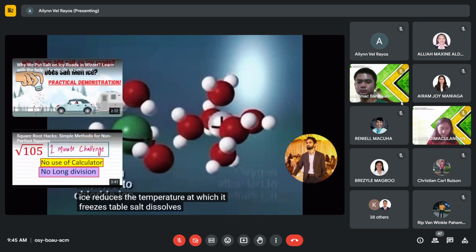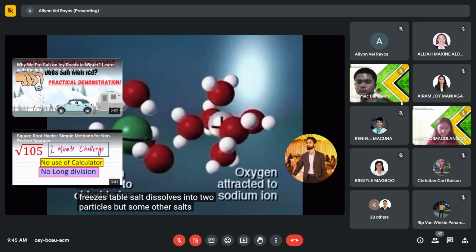Table salt dissolves into 2 particles, but some other salts can dissolve into more particles and lower the freezing point even more.